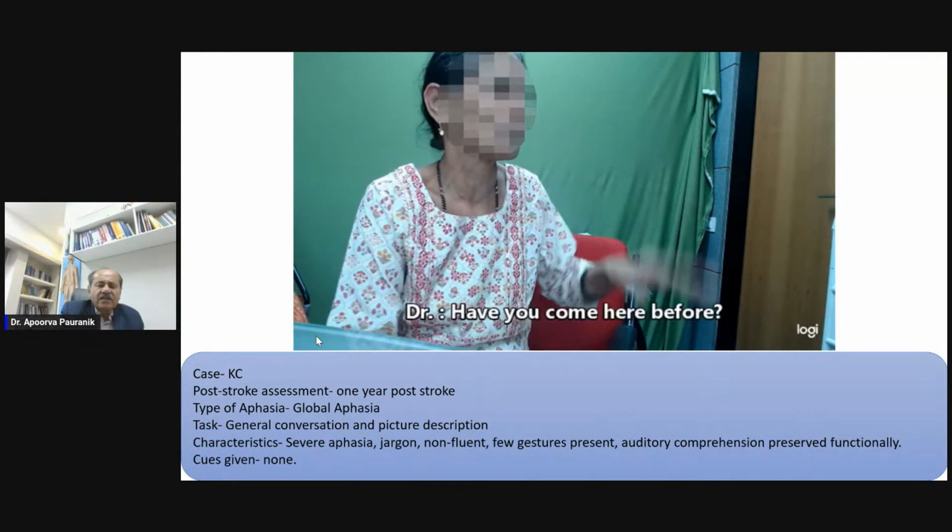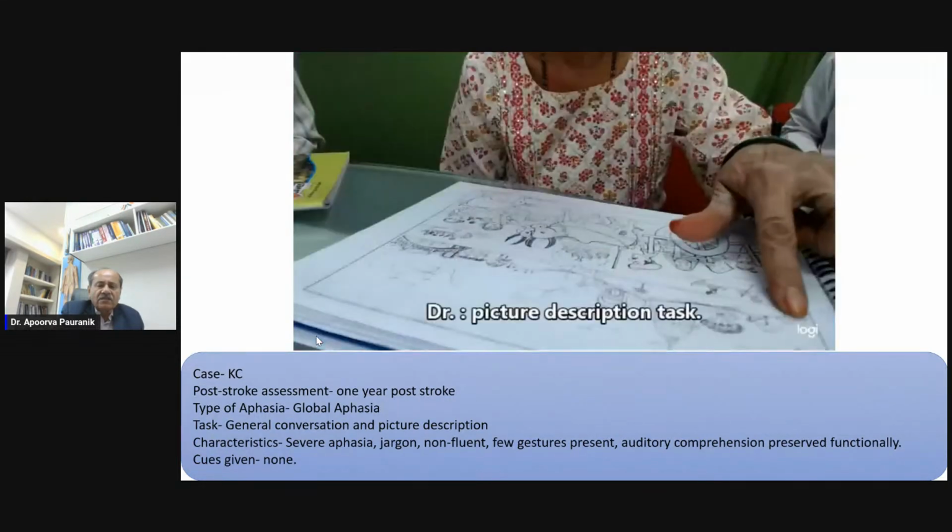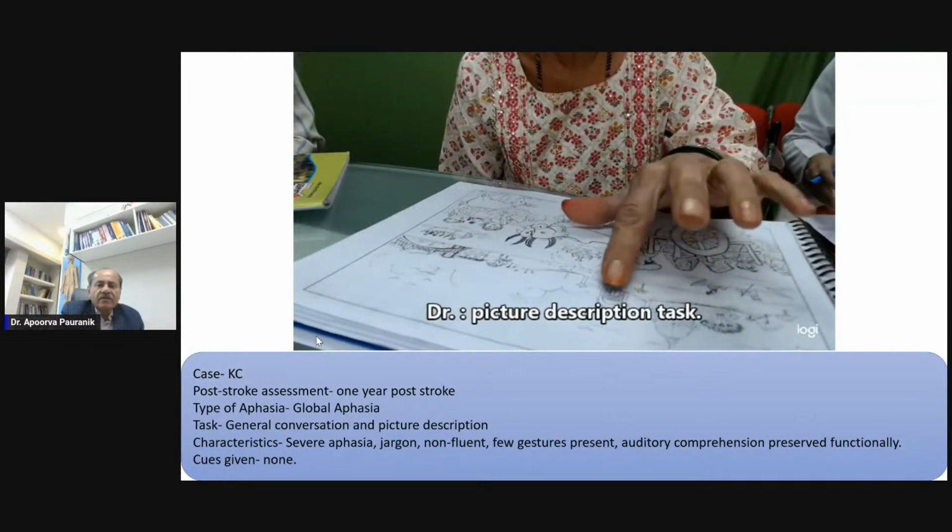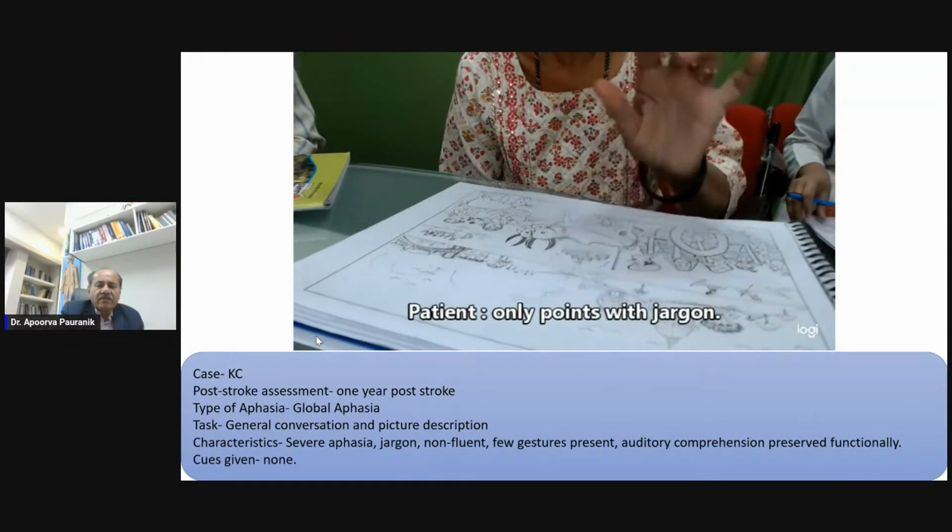She can understand some commands, some questions. She can't describe the picture.